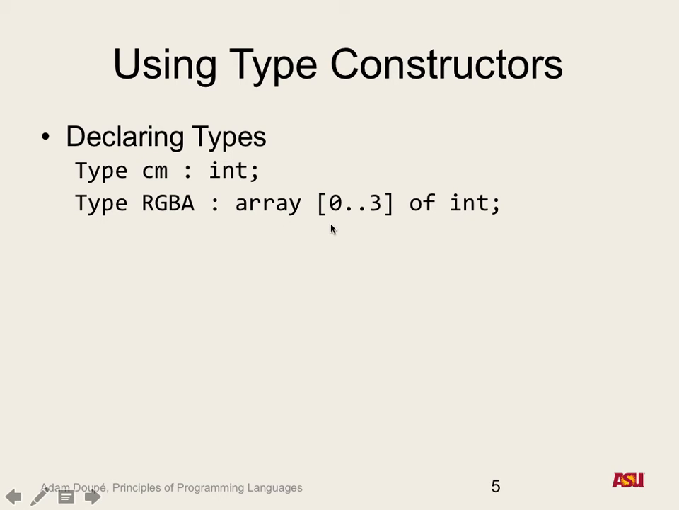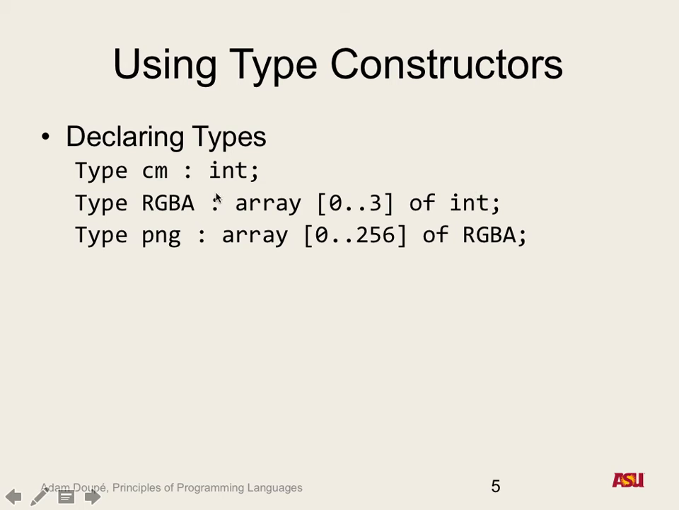Right, so we've constructed a new type. We've used our type constructor rules and said we're going to create a new type. This type is an array of 0 through 3 composed of integers. And here, in this type declaration, we're giving that type a name. We're saying RGBA is this array 0 through 3 of int. But unlike int, here we're even using that name, this RGBA name, inside this type declaration.